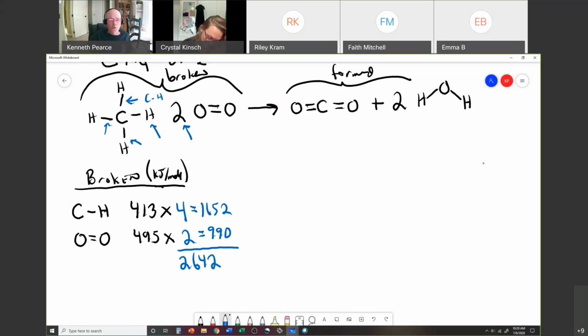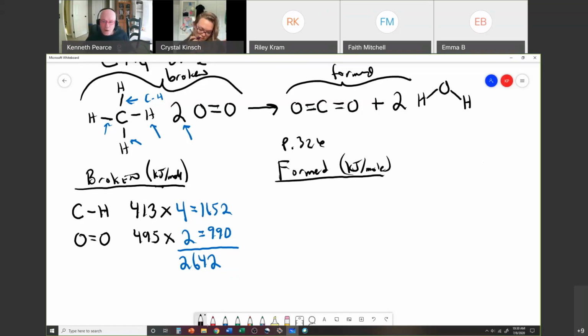So now we've done broken, so let's do formed. Once again, this is in kilojoules per mole, and all of this is coming from page 326 out of your text. If you're using a different text, you just need to find it on a different page. That's all. Okay, bonds formed. What do we got here?